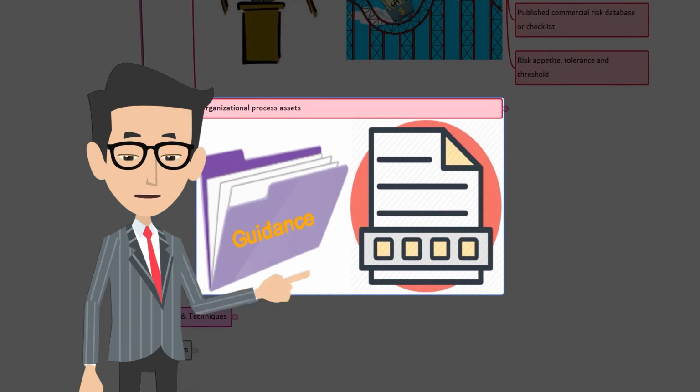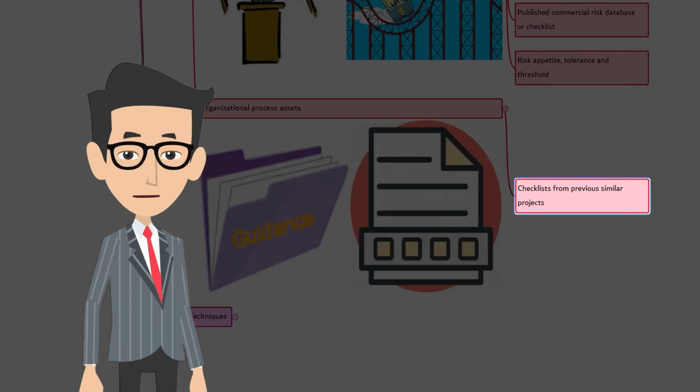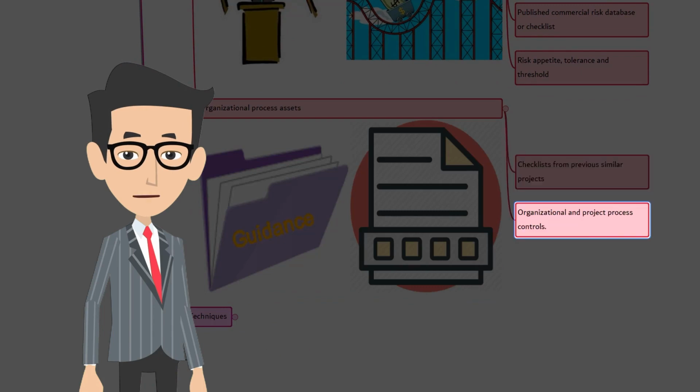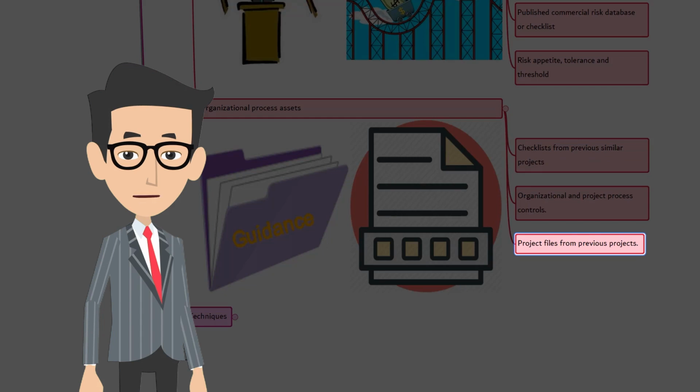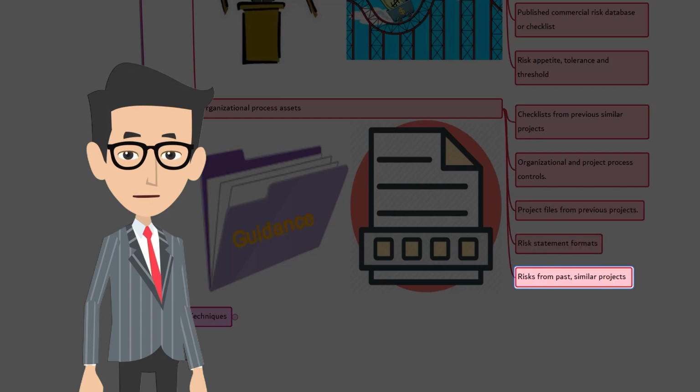The sixth and final input is organizational process assets. Checklists from previous similar projects, organizational and project process controls, project files including the actual data, risk statement formats, and risks from past and similar projects are some of the useful things that can be used from OPA.